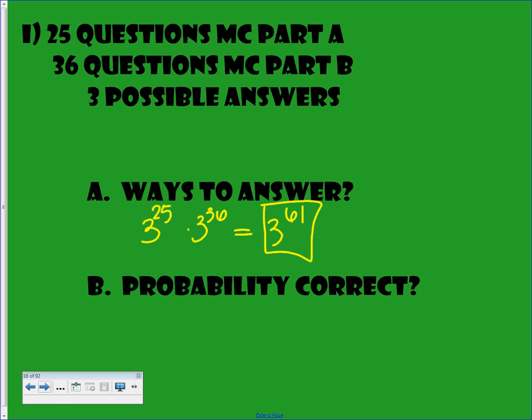Now, Part B says if the student guesses, what is the probability? Well, the probability of getting one of them right would be 1 out of 3 for each question, so it would be 1 over 3 to the 61st. Again, you can leave these expressions just like they are, because I don't need to know what 3 to the 61st is. And it's a huge number, which is going to confuse you in your calculator. So you can just leave that.